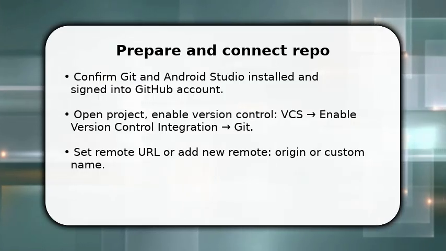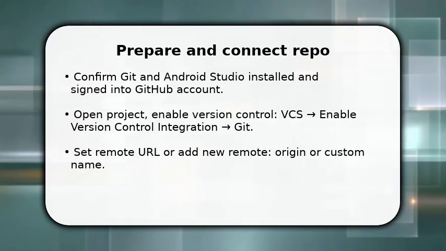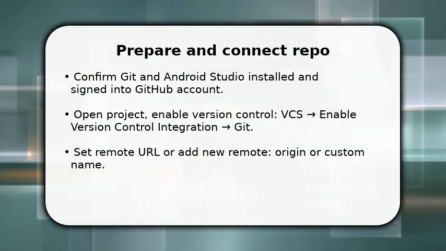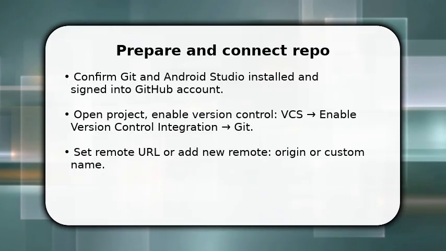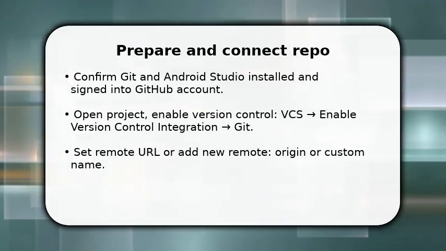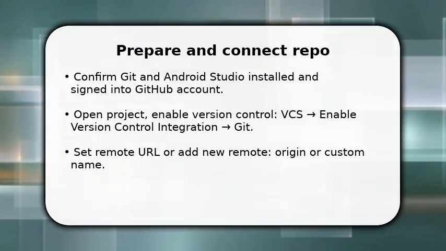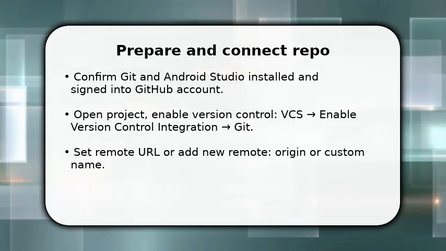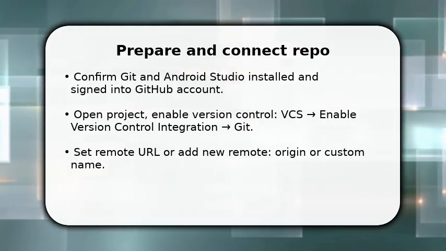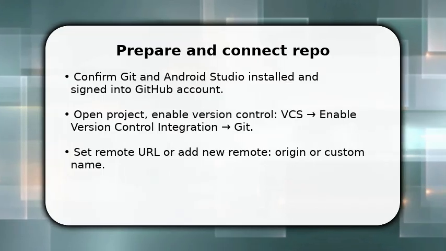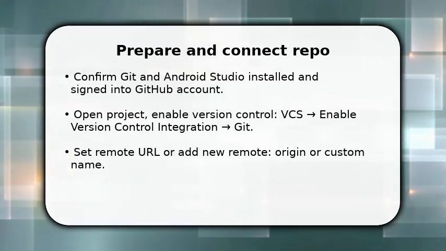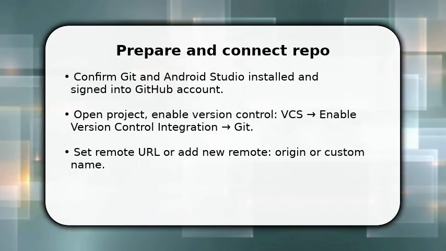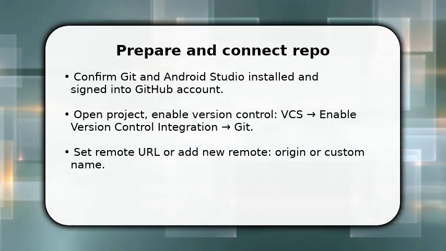You start by making sure Git is active in Android Studio and your GitHub credentials are available. Once done, enable version control integration for the project so Studio recognizes Git. Then add or update the remote URL, use origin for convention, so Android Studio knows which GitHub repository to target. You do this now because remotes define where pushes and pulls go. Without a correct remote, commits stay local.